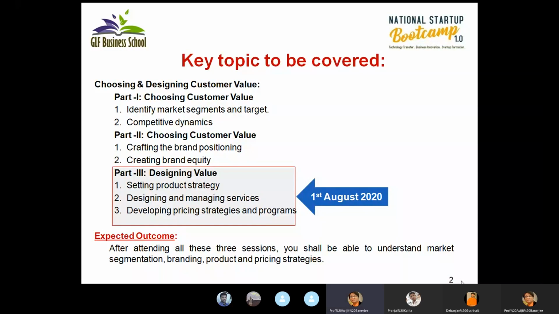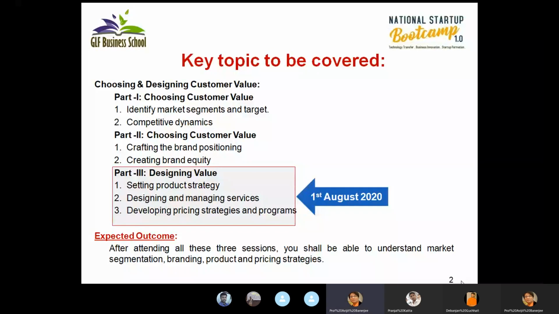Today, we are going to learn how to design the value, where we will learn setting the product strategy, designing and managing services, and the third topic is developing pricing strategies and programs. All the topics are very important and the key topics for a startup. After attending all these three sessions, you shall be able to understand market segmentation, branding, product and pricing strategies.